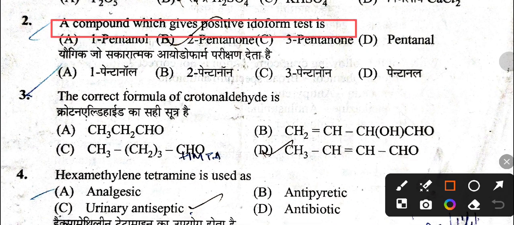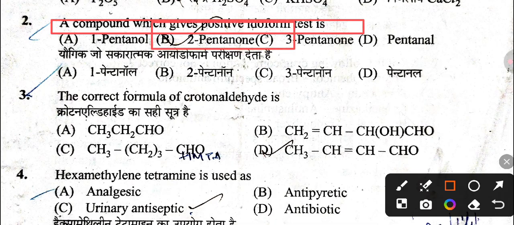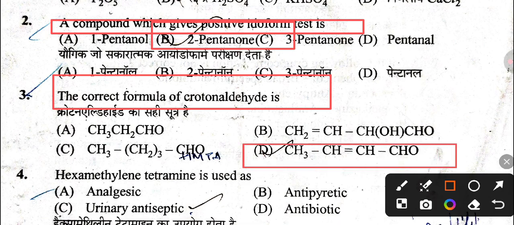Next, a compound which gives iodoform test. A compound which gives positive iodoform test is, so it is 2-pentanone. Option number B is the right answer. The correct formula of crotonaldehyde is, so crotonaldehyde क्या होता है, ब्यूट 2 इनल, सेकेंड कार्बन पे alkene bond and साथ में aldehyde group. So option number D is the right answer.